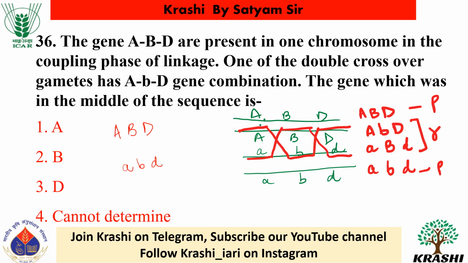For double crossover, we are given capital A, small b and capital D. Here we can see the gene B is changing and capital A and capital D are the same. So that is why the change is seen in B. Therefore, the middle of the sequence will have the B gene.